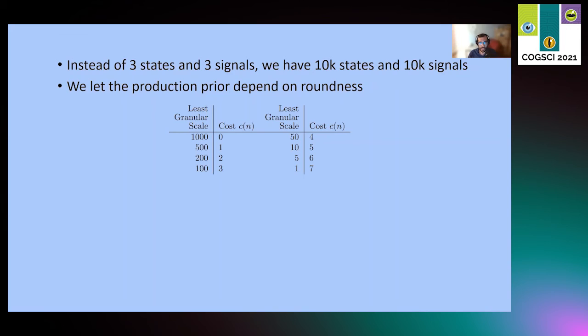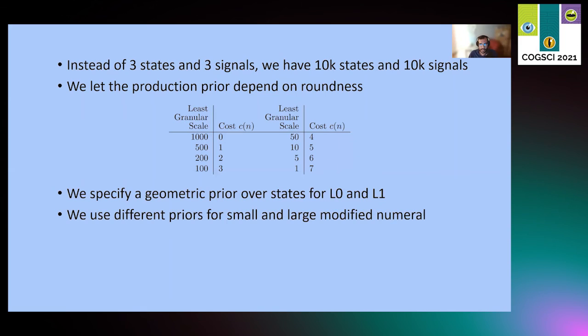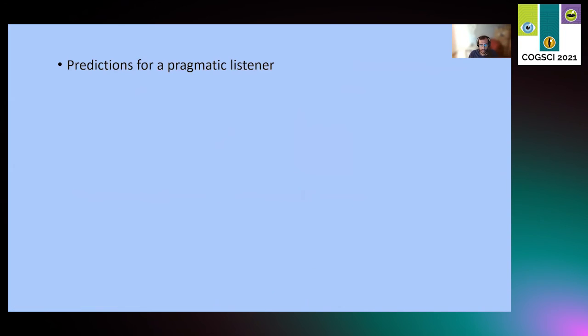The speaker just prefers to produce round numbers, in a way that I'm not going to discuss in detail here. And we just take the roundness levels as calculated in Hesse and Benz 2020. We specify a geometric prior over states for L0 and L1, so they have a prior expectation over states, and we use different priors for small and large modified numerals that look like this. But this is not super important.